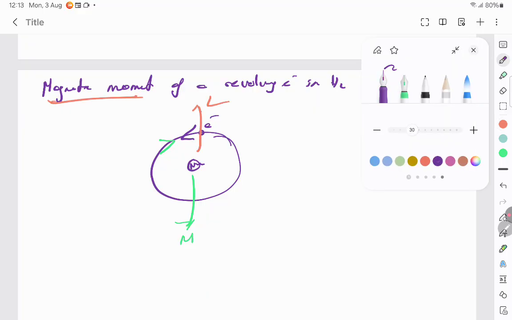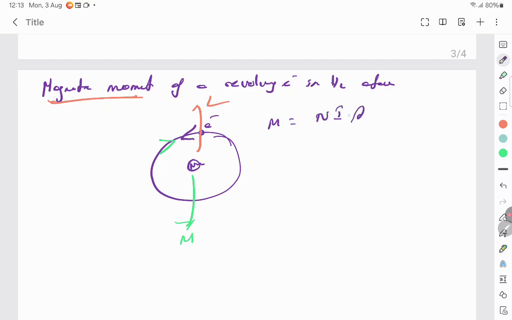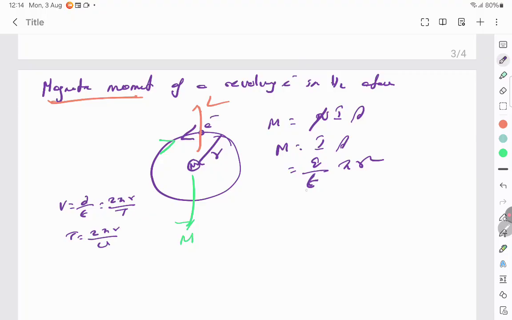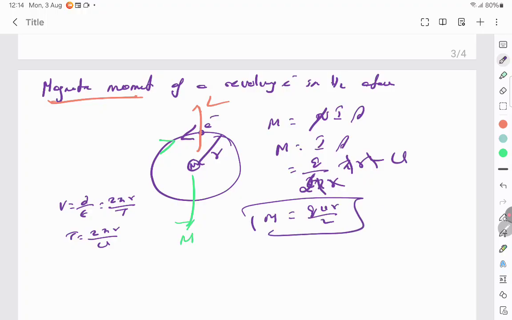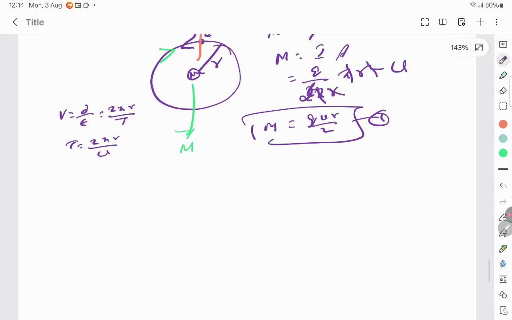You start the derivation using M is equal to NIA. Number of turns, we're going to take as one rotation. The electron is going to revolve only once. So take it as IA. I is equal to Q by T, into area, pi r square, considering this is the radius. T is the time period because only one revolution. Velocity is distance by time, which is 2 pi r by T. Time period is 2 pi r by V. On substituting 2 pi r by V, pi and pi, r and r get cancelled. You get QVR by 2, which is the first formula for magnetic moment for doing numericals.